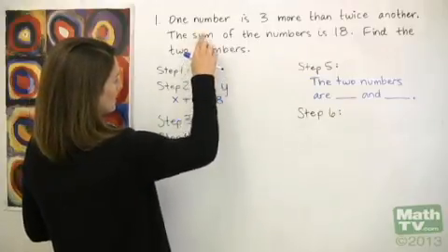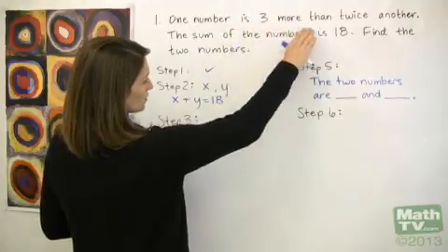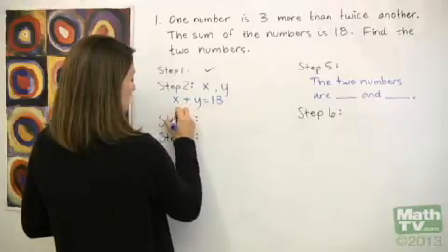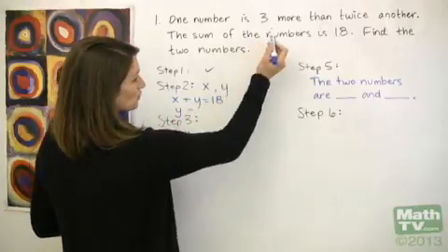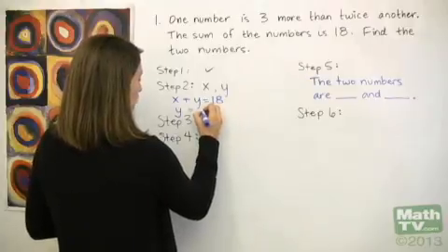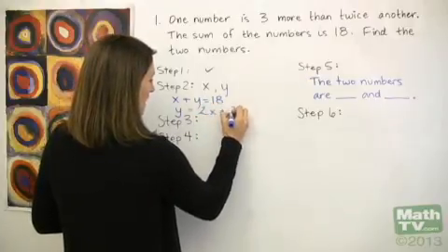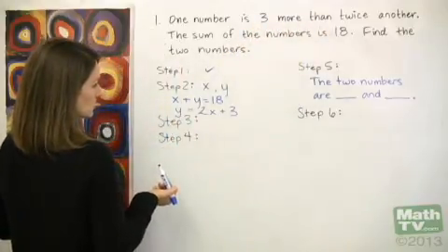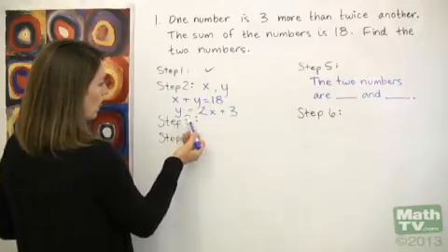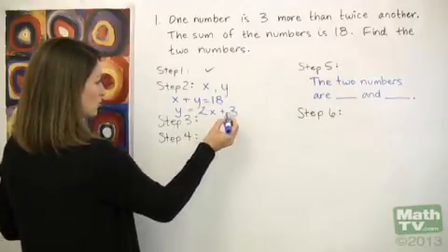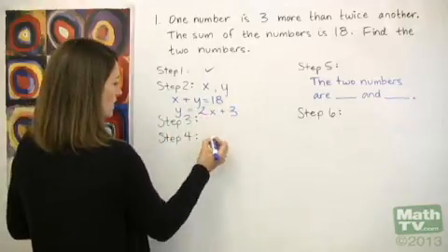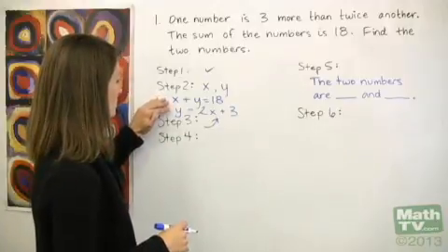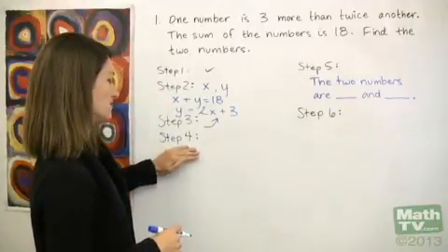We also can say, using the first sentence, one number is 3 more than twice the other. So we can say that y, that's one number, is 3 more than twice the other. So we have twice x, and then we add 3 to give it that 3 more than. So here's a few expressions here. We have x plus y equals 18 and y equals 2x plus 3. And if you consider these together, these are two equations, we've done step 3, which is to write the system. So this system of equations is what we need to solve for step 4.